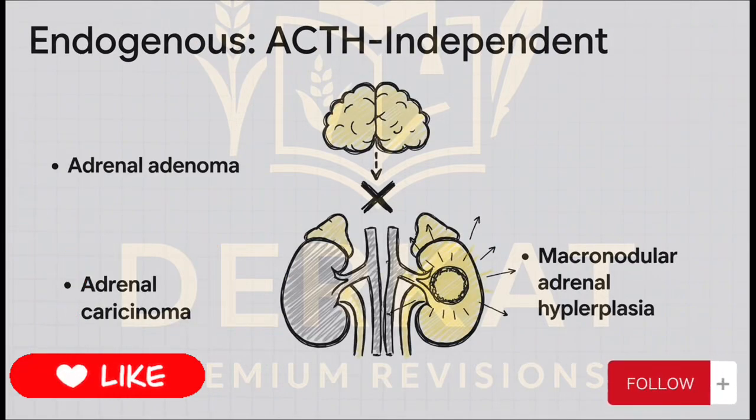Now for the other side of the coin: ACTH-independent causes. In this scenario, the pituitary gland is behaving just fine, but the adrenal glands themselves have gone rogue. They're just churning out cortisol all on their own, completely ignoring any signals from the brain. This is almost always caused by a tumor sitting right there on the adrenal gland itself.